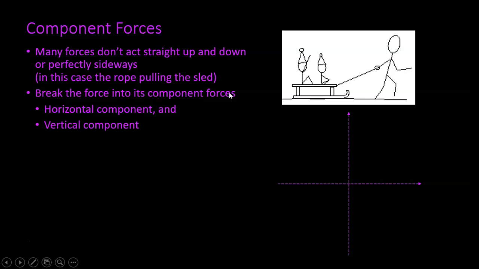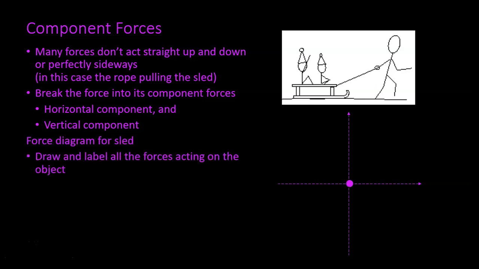So we're going to break this force that's going up and to the right into its horizontal component. That's the component that's acting sideways, and we can break it into a component that's acting straight up and down. And so when we do this, this single force that's acting up and to the right creates the same type of motion as if we had one force acting straight up and another force acting horizontally to the right.